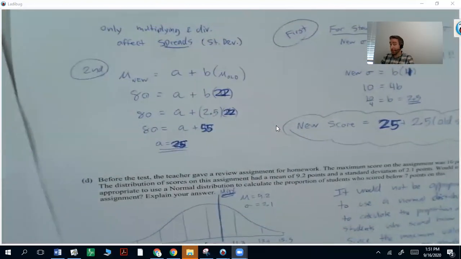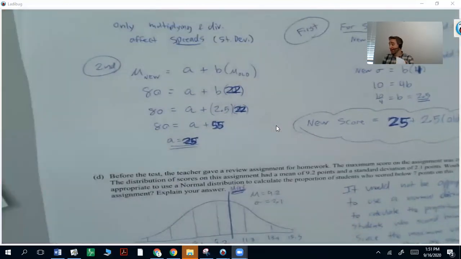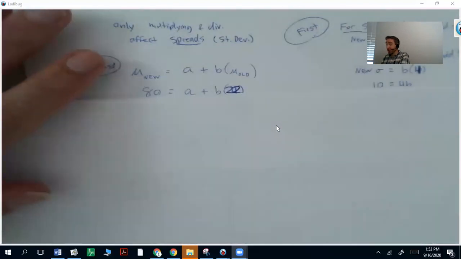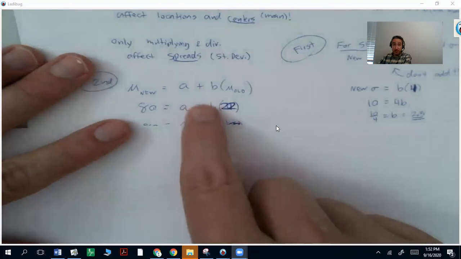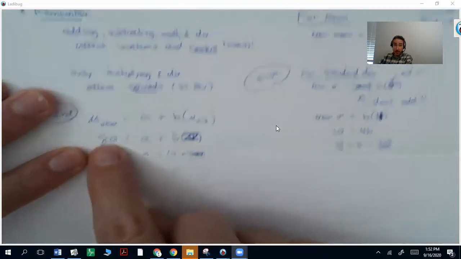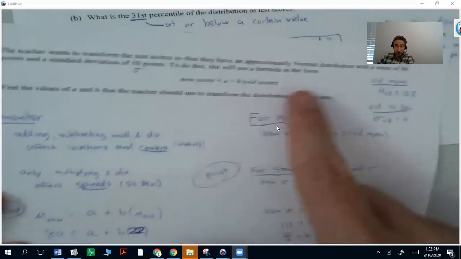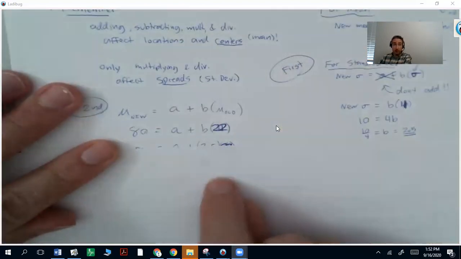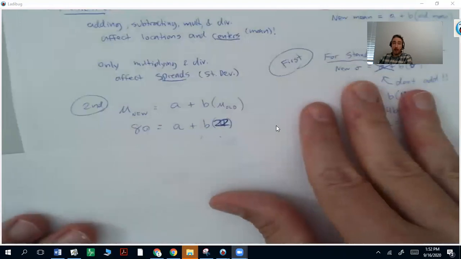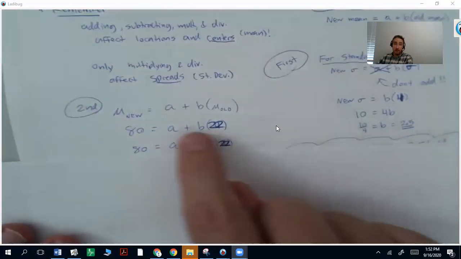I had a big old mistake on there and I just had to fix that. So let's try that again. We have that value of B is 2.5. We have a new mean we want to be 80 from the problem up here. The old mean was 22, not 4. I had 4 written.